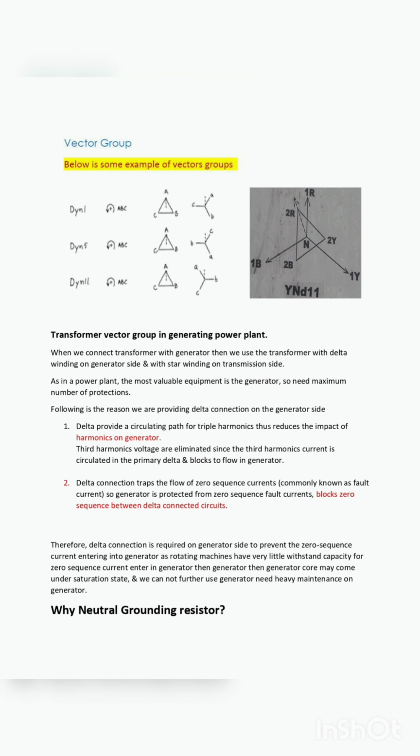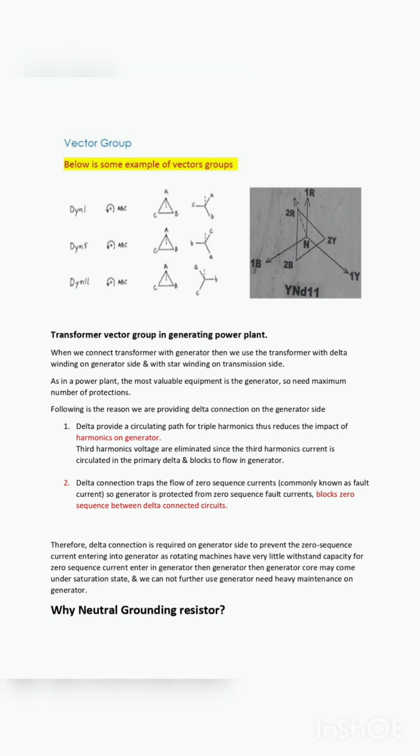Therefore, a delta connection is required on the generator side to prevent zero-sequence current from entering the generator, as rotating machines have very little withstand capacity for zero-sequence current. If it enters the generator, the generator core may saturate, and we cannot use the generator further; it needs heavy maintenance.